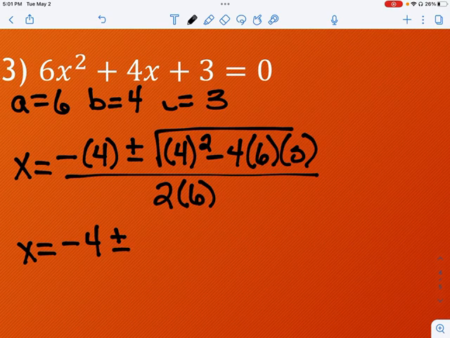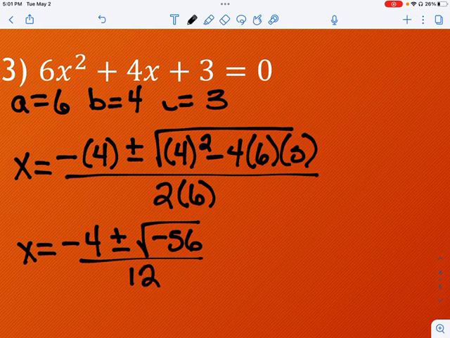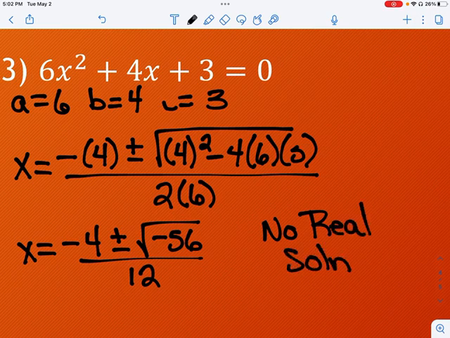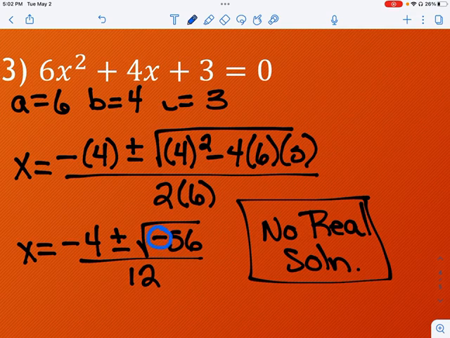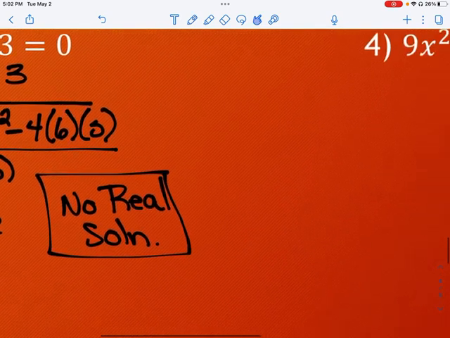Now you take your calculator and you're simply going to go 4 squared minus 4 times 6 times 3. And we end up with a negative 56. And that is over 12. Now we can stop right here. And my answer is going to be no real solution. Now, the reason it is a no real solution is when you look at your quadratic formula, right here, it's a negative inside the radical, which causes it to be a no real solution.